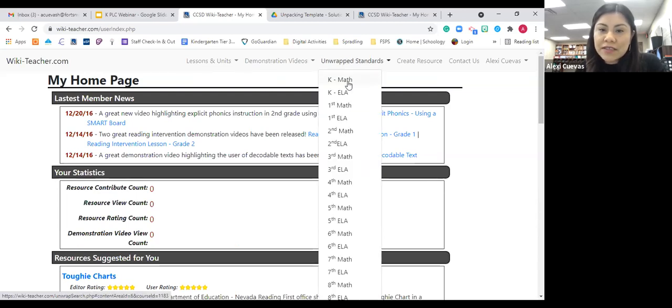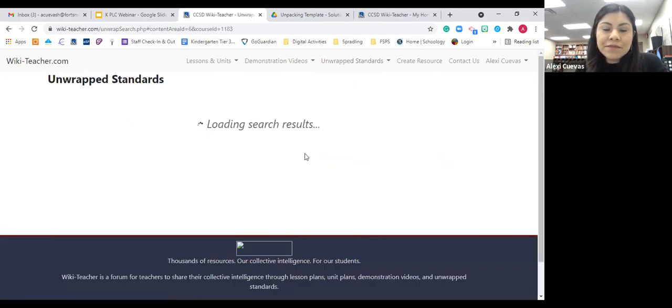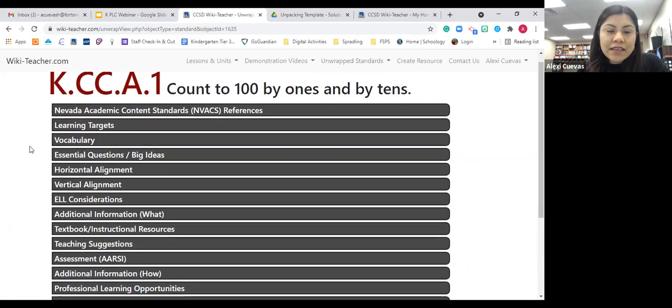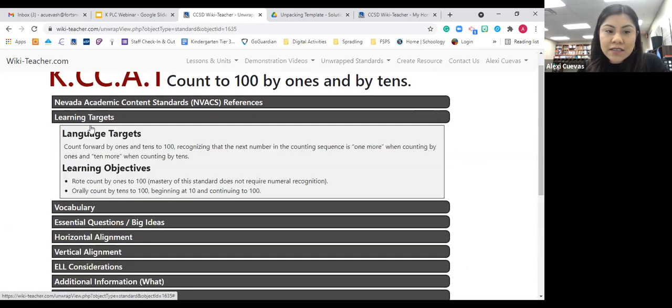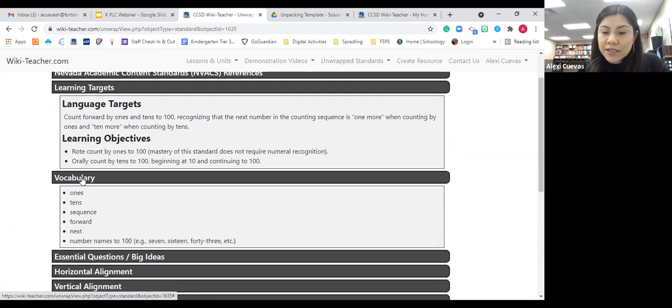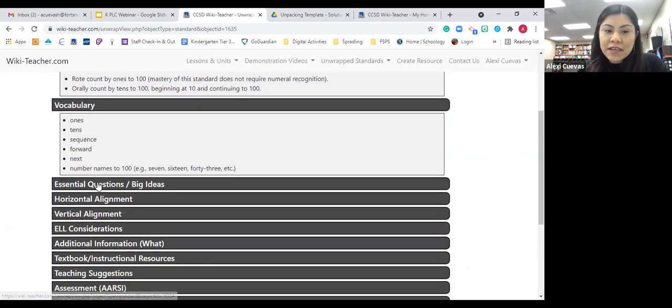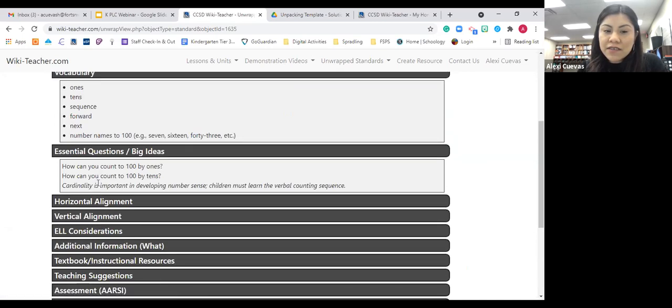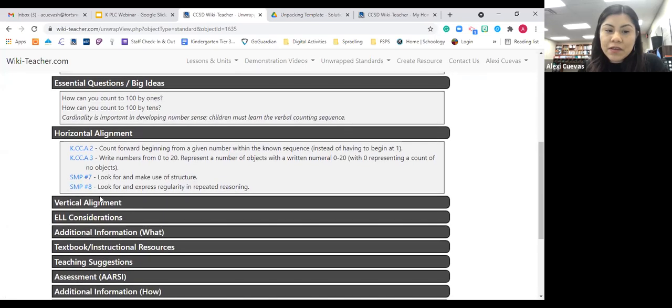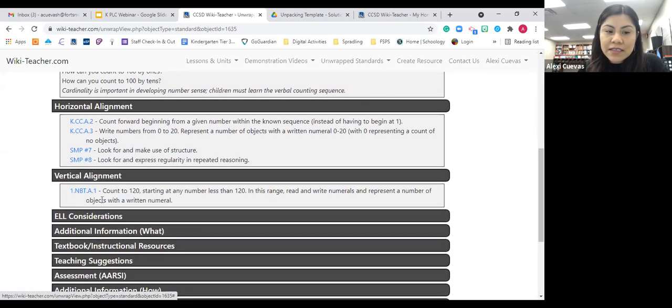you can choose. So I'm going to select K-Math. And then let's say I want to do the KCCA one, count to 100 by ones and by tens. You select that standard, and then it has learning targets that you can use or that you can reference. It has some vocabulary for this standard. It has essential questions related to the standard. It has the alignment, the horizontal alignment, the vertical alignment standards.